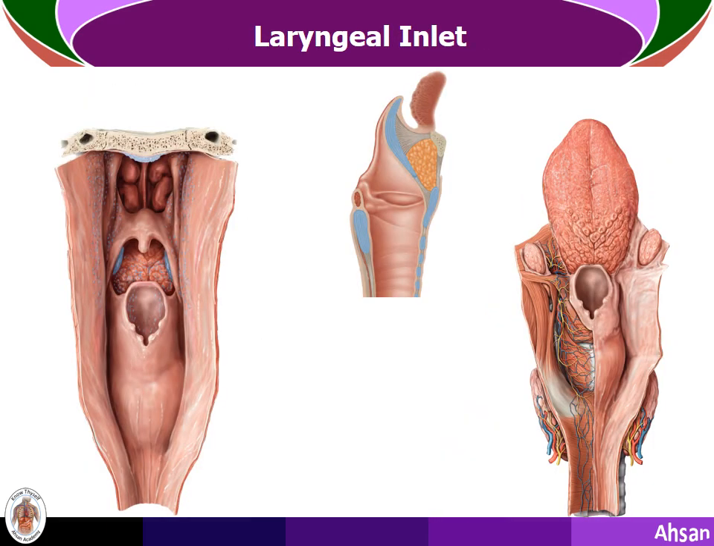Laryngeal inlet is an important area for the clinician. You can see the laryngeal inlet from the back and on the median section. The larger two figures are observed from the pharynx, and you can see the tongue and the oropharynx in the left figure, and the tongue clearly in the right figure.